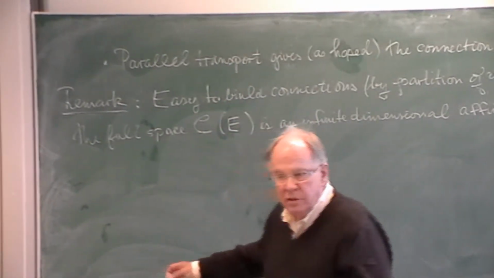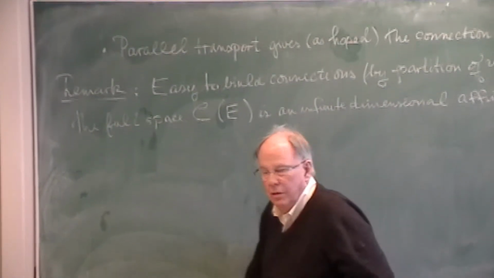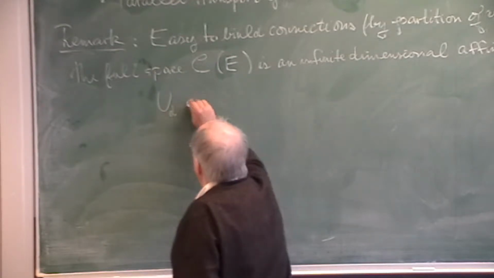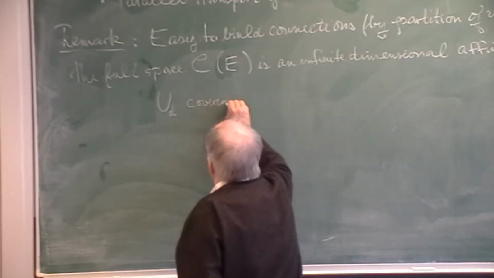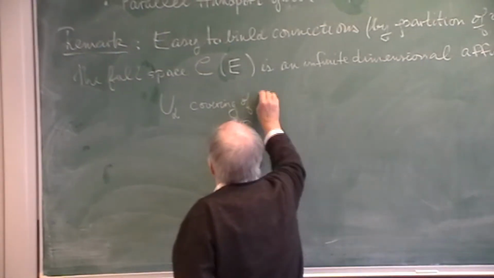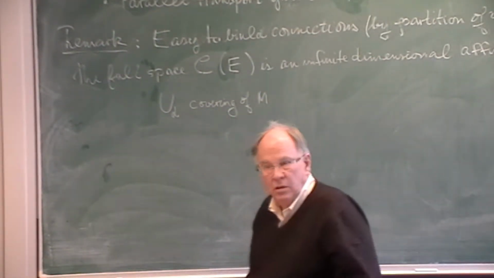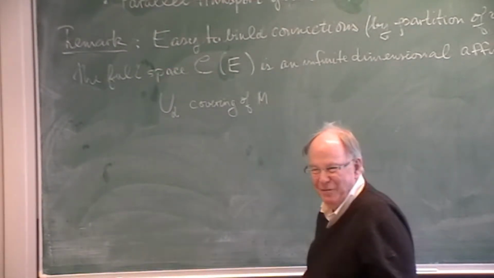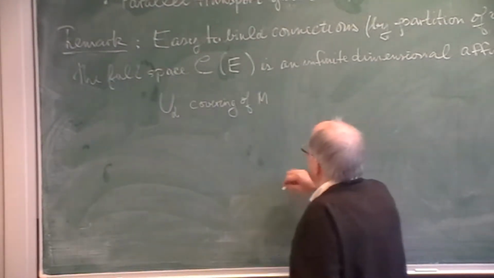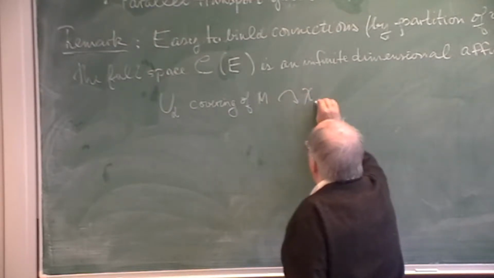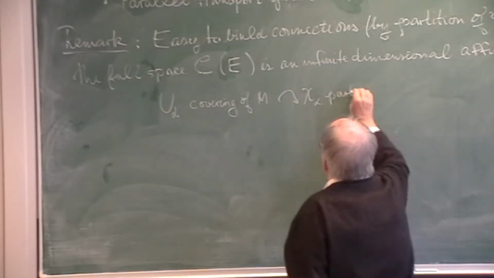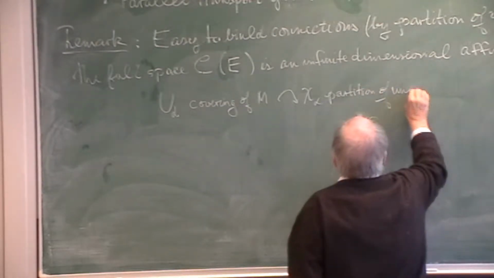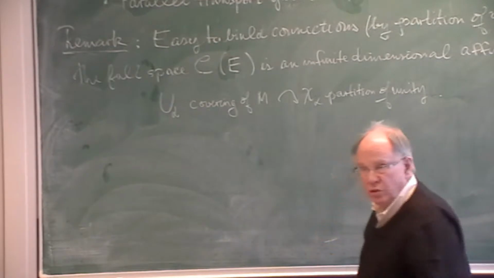Well, let me even be precise about it now, okay? So, if we have U_i a covering of M, with some locally finite, of course, otherwise I would never consider it, with chi_i a partition of unity, that's the usual situation.